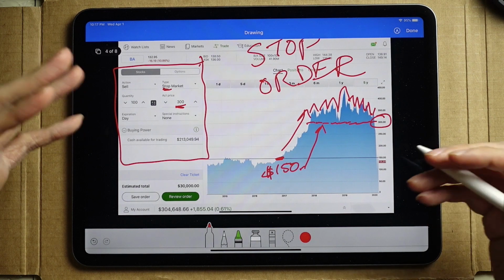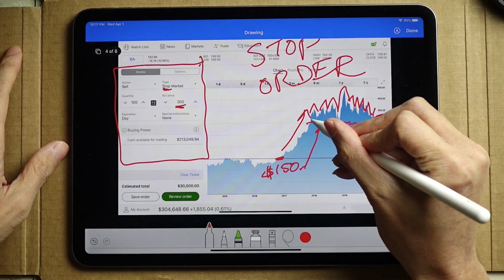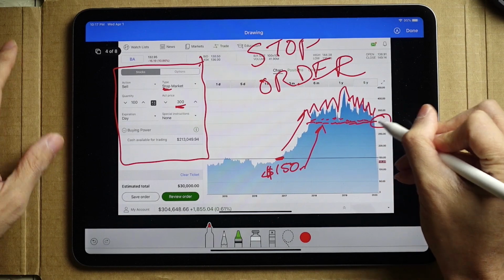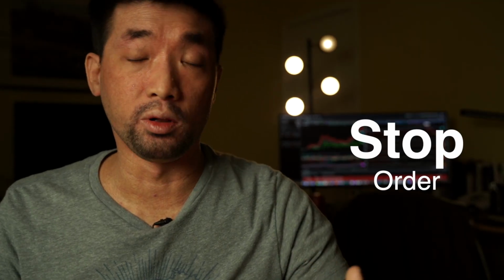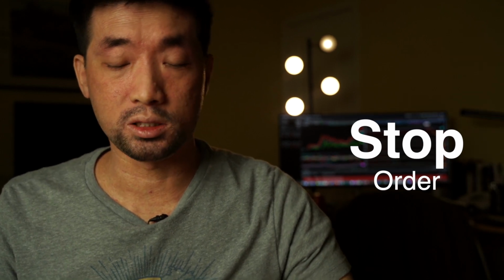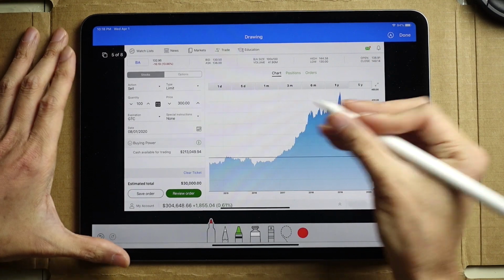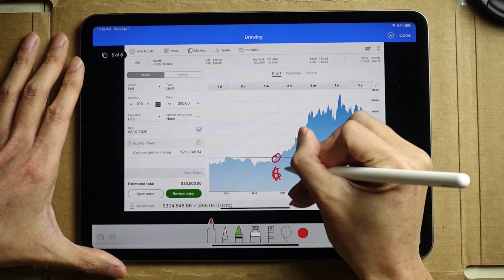So you don't have to constantly be watching the stock every day while it's up here, because you know you have that stop order in place. So if it ever fell below 300, you would sell and you would protect your profits. Going back to the same investment where you might have bought Boeing right here at $150.